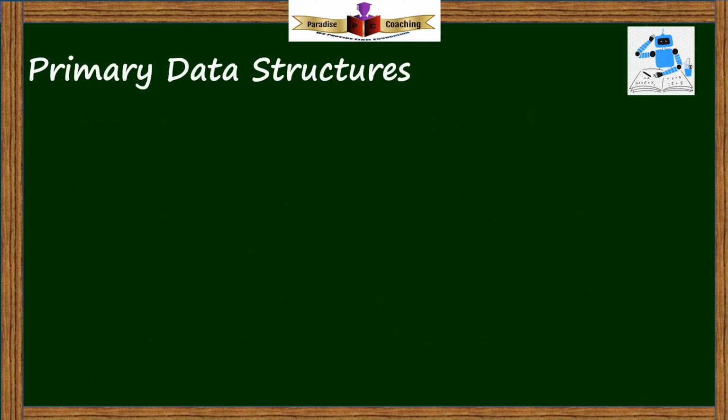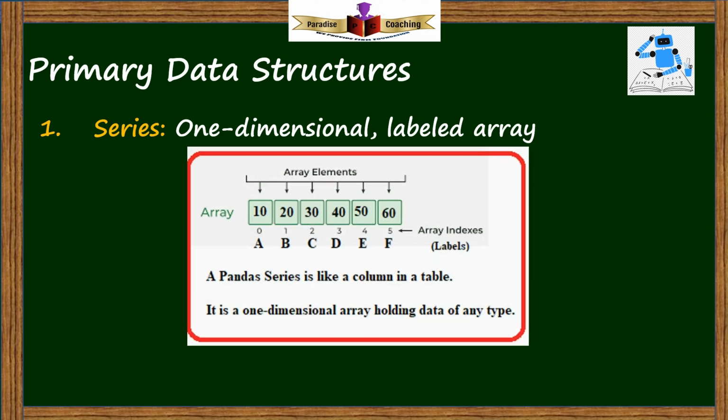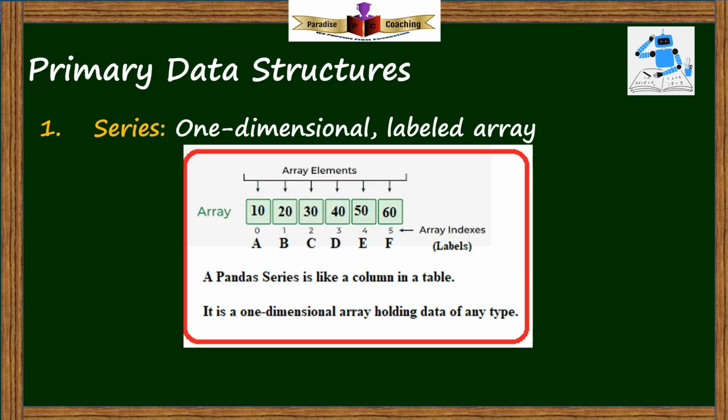Now let's understand and focus on the primary data structures. 1. Series. One-dimensional, labeled array. A Pandas series is like a column in a table and can be visualized as pictured here. It is actually a one-dimensional array holding data of any type.